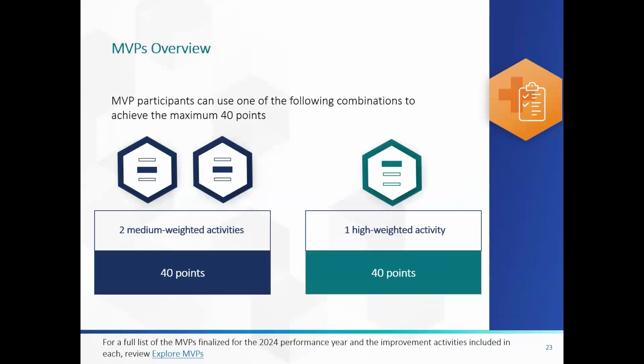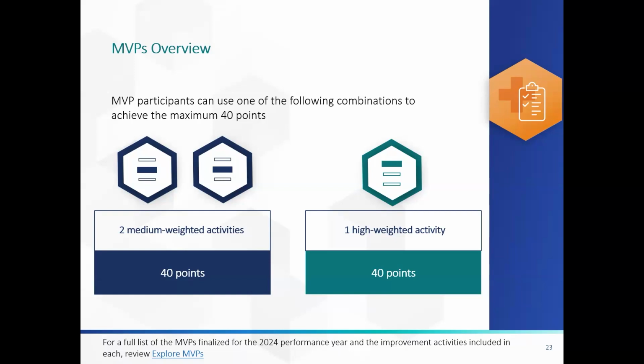Next slide, please. MVP participants can use one of the following combinations to achieve the maximum 40 points. They can report 2 medium weighted activities, or they can report 1 high weighted activity.